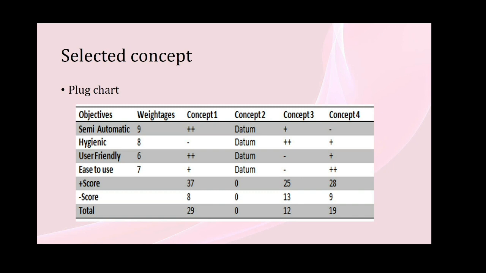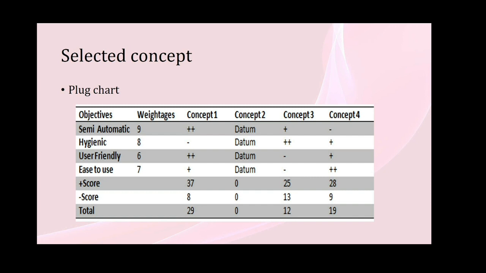Hygienic, which has the weightage of 8, for the first concept nil, second concept datum, third concept plus plus and fourth concept plus. User friendly of weightage 6, the first concept is plus plus, second concept datum, third concept nil and the fourth concept plus. Easy to use objective of weight 7, first concept plus, second concept datum, third concept nil and fourth concept plus plus.